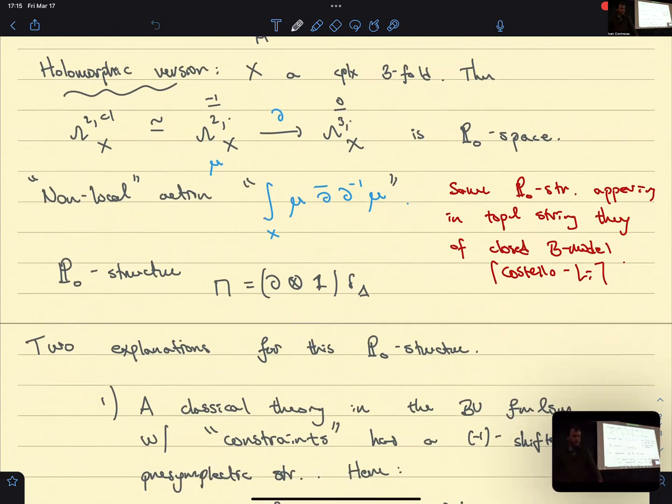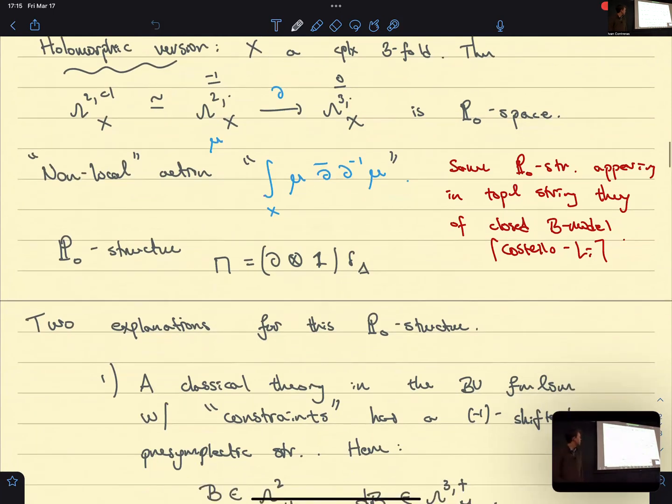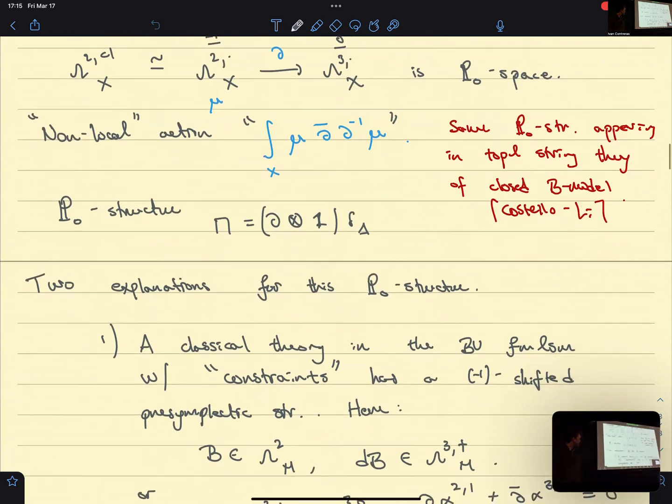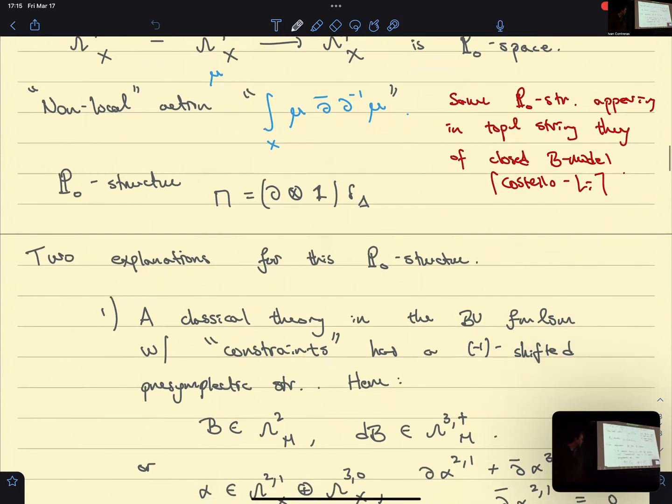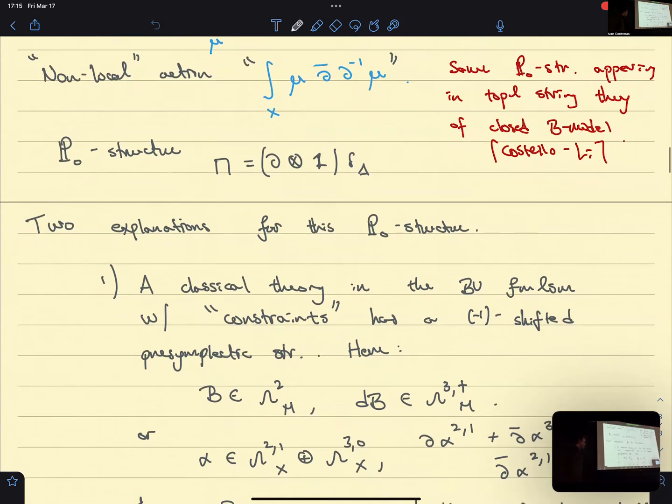So I just wrote down some P0 spaces. What are some explanations for this? There's one explanation that I don't want to spend too much time on for the rest of the talk, but I want to say a few words about it. Roughly, you should think about these P0 structures as arising, in one way, from shifted presymplectic structures. That's how I wrote the first example anyway. And you should think about a shifted presymplectic structure as a field theory that possibly has some constraints in it. This is an analogy with classical mechanics.